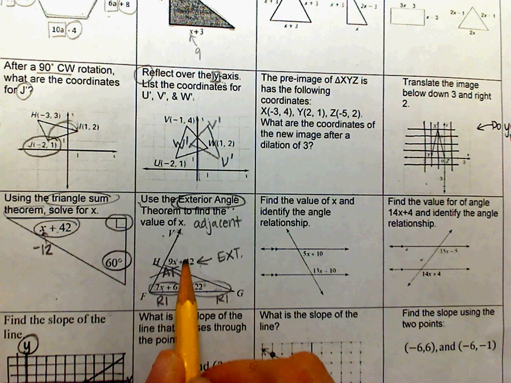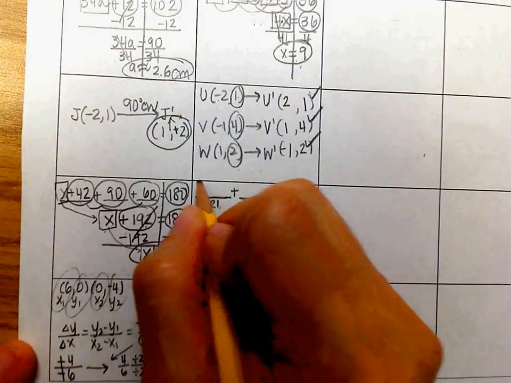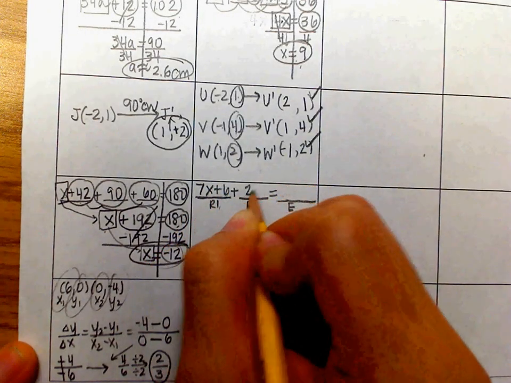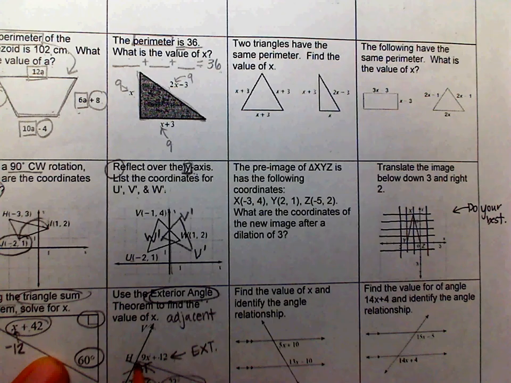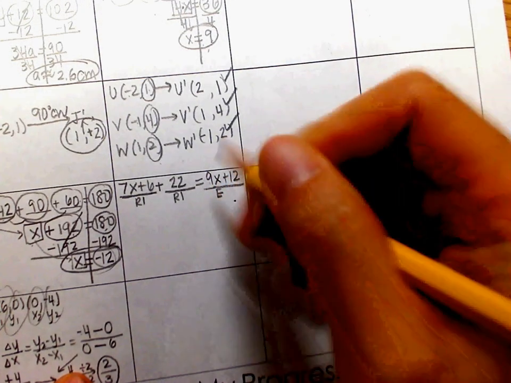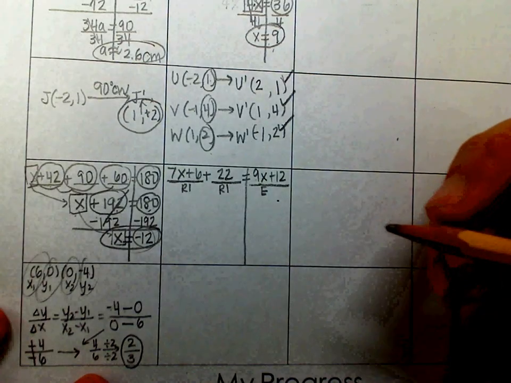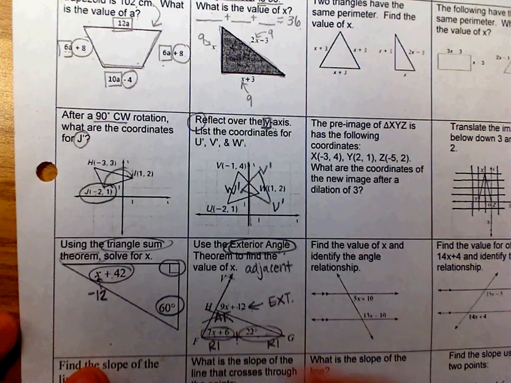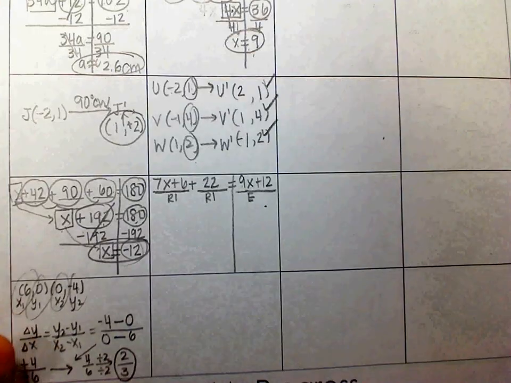So 7x plus 6 plus 22, because that's the other remote interior angle, should equal the exterior angle, which, oops, I didn't look at it. What is it? 9x plus 12. And I would say, I haven't said this, but pause the video at this point and see if you can know what to do next from here to solve for x. Okay, because that's what it's asking us to do. Okay. See how far you can get, and then check to see what I've done.